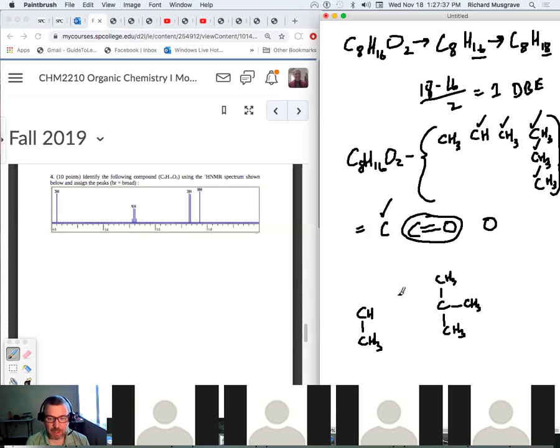The only thing we haven't accounted for here is the C double bond O and the CH3. And the only way this works out now is if I put the C double bond O here and put the CH3 over here. CH3 is a single peak, so I can't put it next to the CH, for example. So it must be next to the C double bond O. So that would be the answer to this one.